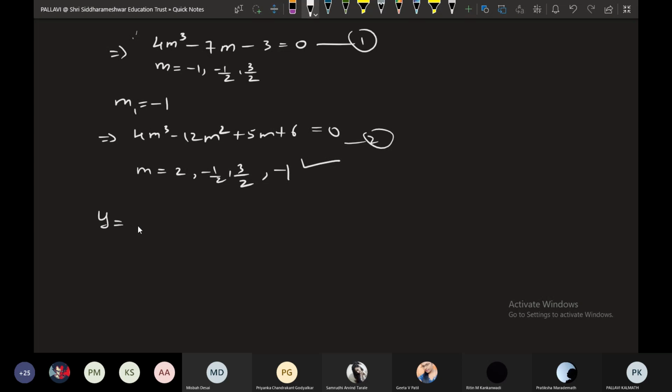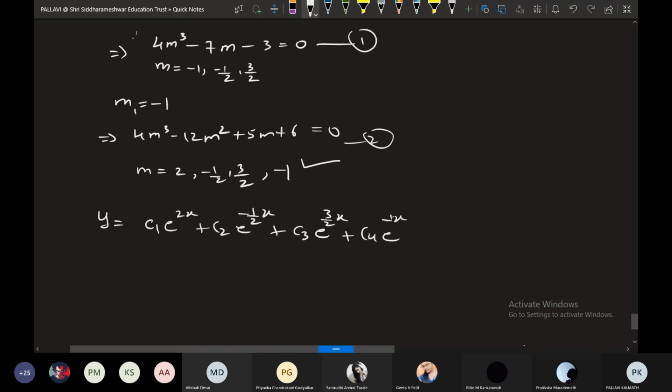Therefore, how will you write your solution? C1 e raised to 2x plus C2 into e raised to minus 1 by 2 into x plus C3 into e raised to 3 by 2 into x plus C4 into e raised to minus x. Okay, is the solution clear to all of you?